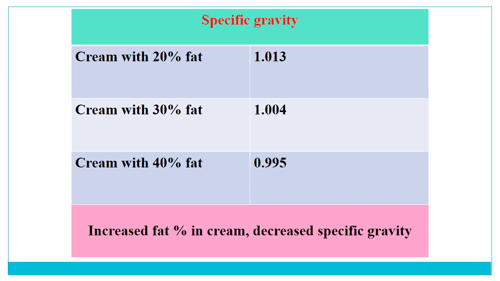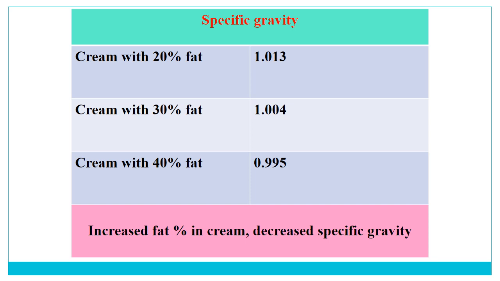Now specific gravity. Specific gravity is another important property, as we have told in case of milk. It is the same as the density. So the specific gravity of cream will decrease when the percentage of cream is more, because pure fat has a specific gravity or density very low, around 0.9. So when the percentage increases, the specific gravity also decreases.